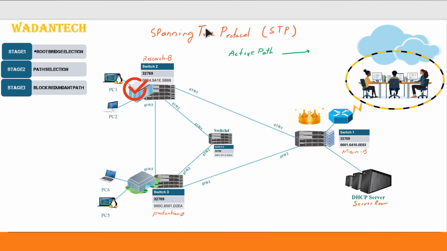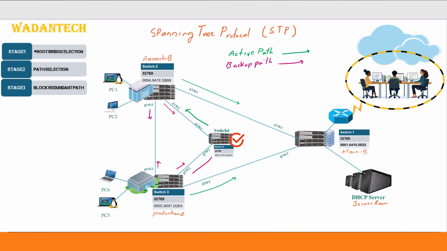Switch 2 will select its Giga 1/0/1 as the active path and put its Giga 0/2 and Giga 0/3 as backup links. Switch 3 will do the same process and put its Giga 1/0/1 as active and Giga 0/2 and Giga 0/3 as backup links. Now coming to switch 4, it's selecting its Giga 1/0/1 as active and Giga 0/2 as a backup link.